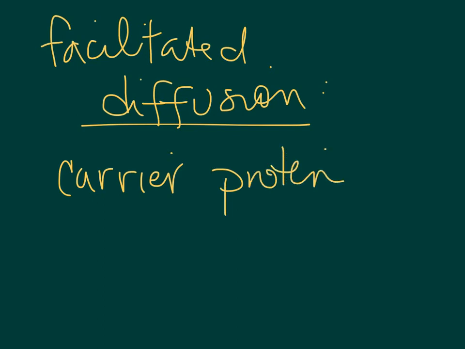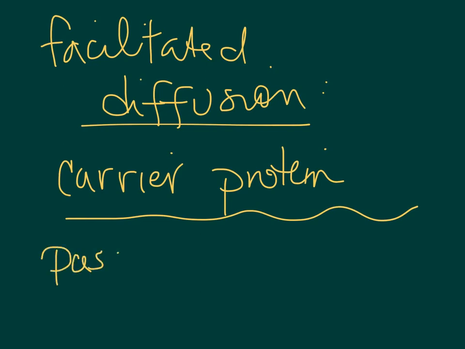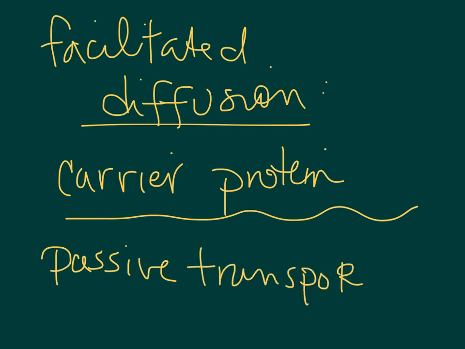So every time we've talked about crossing the membrane so far, we've talked about crossing the membrane without using any energy. Whenever you cross the membrane and you don't use energy, it's called passive transport. When molecules cross the membrane and don't use any energy, we call it passive transport. So passive transport is diffusion, osmosis, and facilitated diffusion. Those are all three types of passive transport.